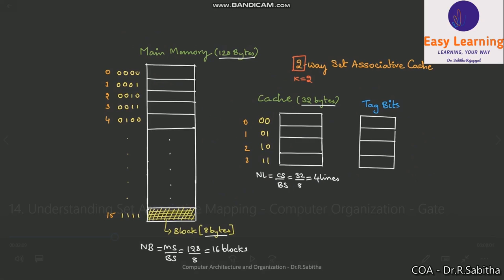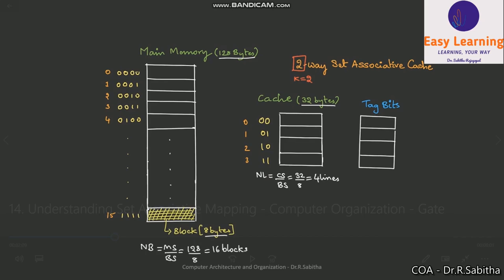In this example, I've used the same example. Here the number of blocks is your main memory size divided by your block size, which is 16 blocks. So you will be using 4 bits for your block index, and the number of lines in the cache is cache size divided by block size, which is 32 by 8, which is 4 lines. So you will have 4 cache lines. When we have 4 cache lines, we will also have tag bits, which will be used for finding out whether the data is present in the cache or not. This tag bit is one additional bit which helps in identifying the availability of data in the cache.